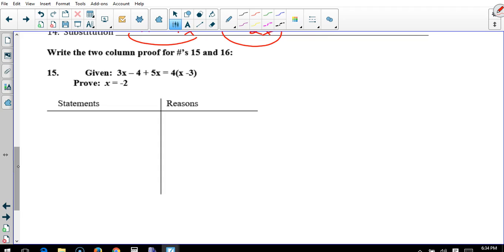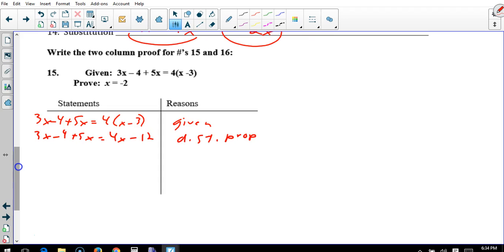Okay, proof for the algebra. So given 3x minus 4 plus 5x equals 4(x minus 3). Given. So the first thing we're going to do is distribute the 4. So 3x minus 4 plus 5x equals 4x minus 12. That's the distributive property. Then 8x minus 4 equals 4x minus 12.